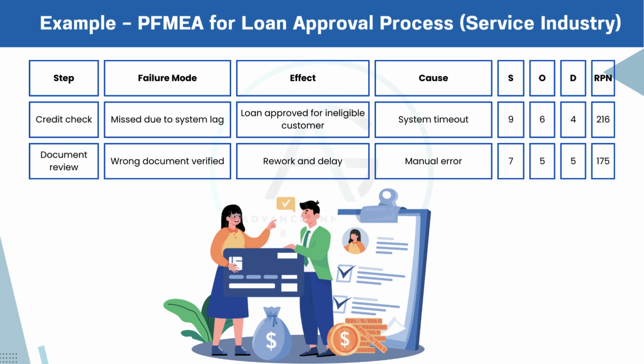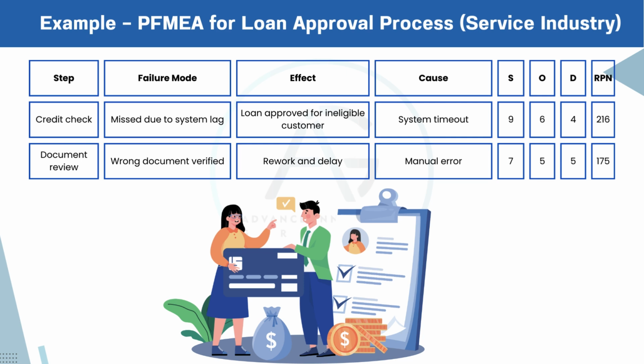Step 2. Document review. Failure mode. Wrong document is verified. Effect. This leads to rework and delay, which affects customer satisfaction and process efficiency. Cause. Manual error may be due to lack of training or unclear instructions.